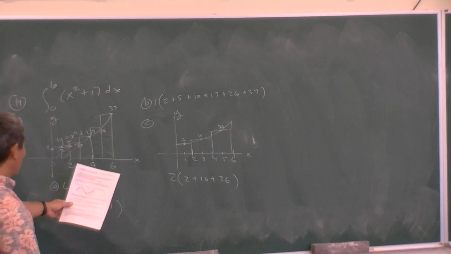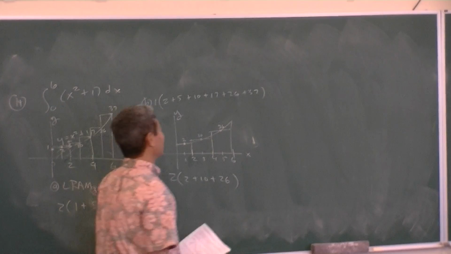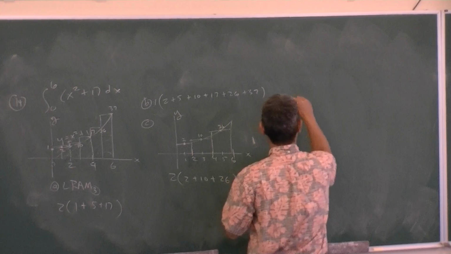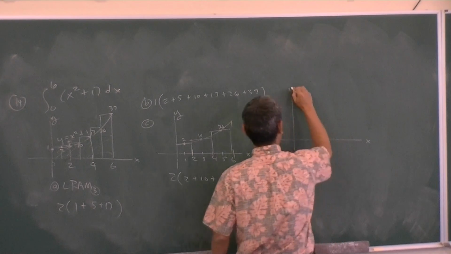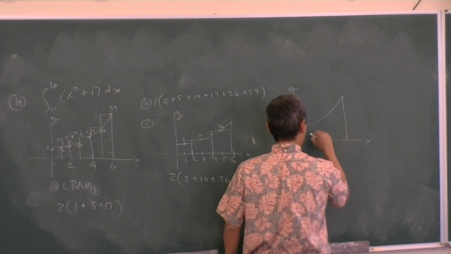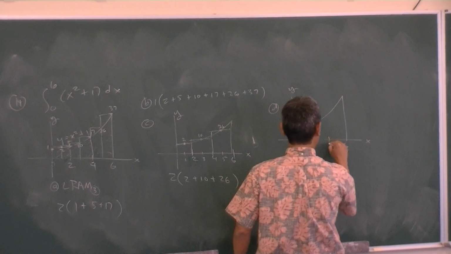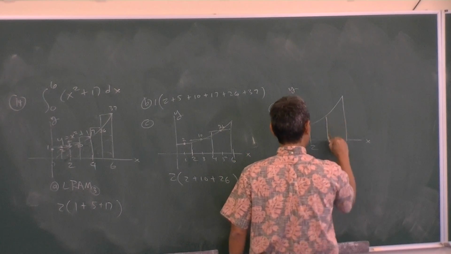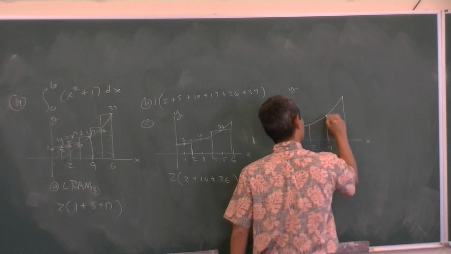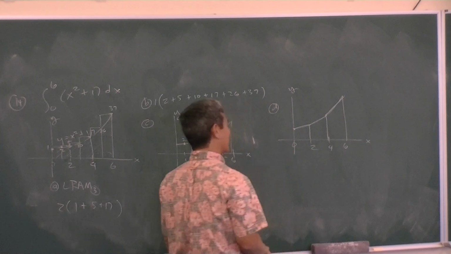And then the next one is trap. What does that mean? Trapezoid. I'm just going to draw a new picture. From 0 to 6, how many trapezoids are we making? Only 3. So what you do is you connect the points with straight lines to make trapezoids.